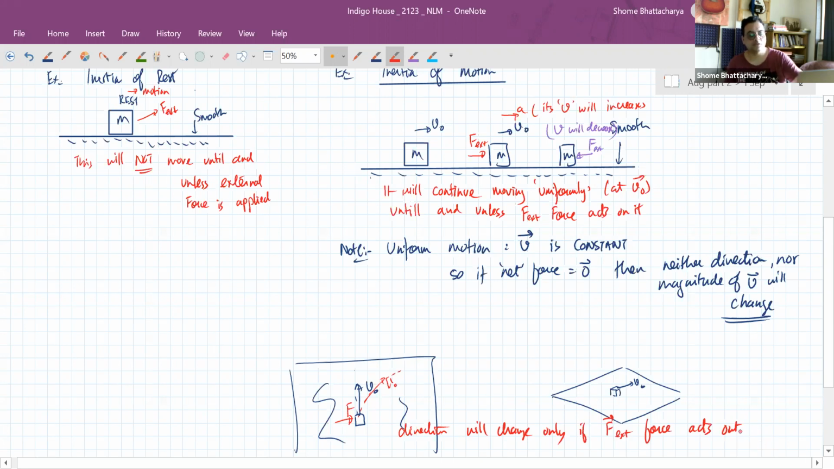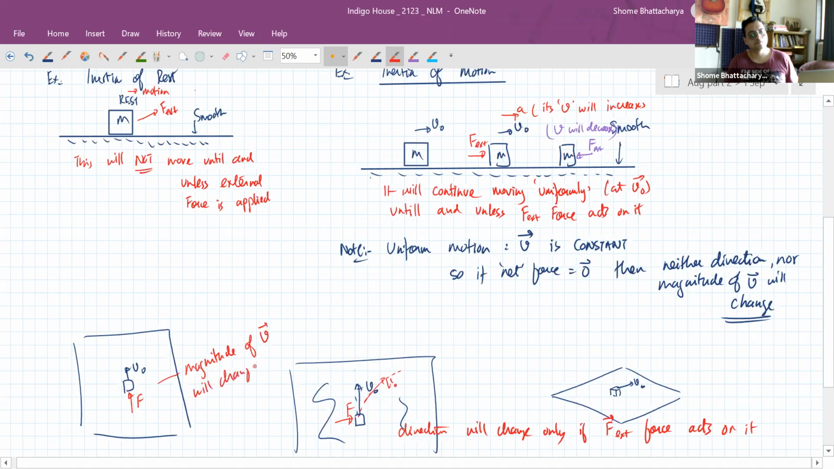In the above two examples, the magnitude was changing because we are applying the force along the motion. So this is moving at v0 and we apply the force in this way. Now the magnitude of v will change, only when some force is applied.